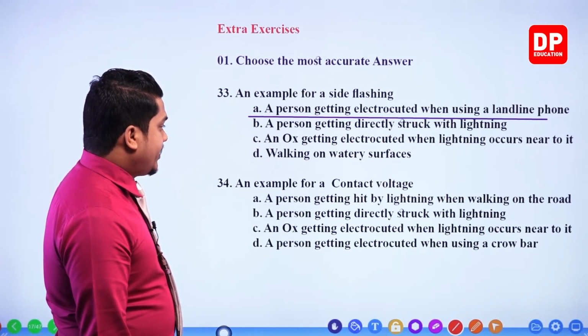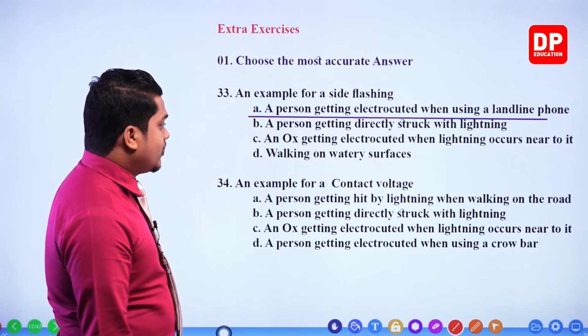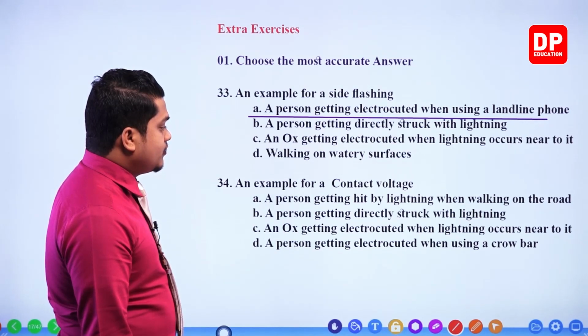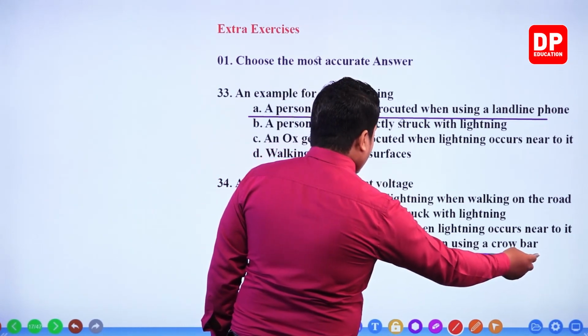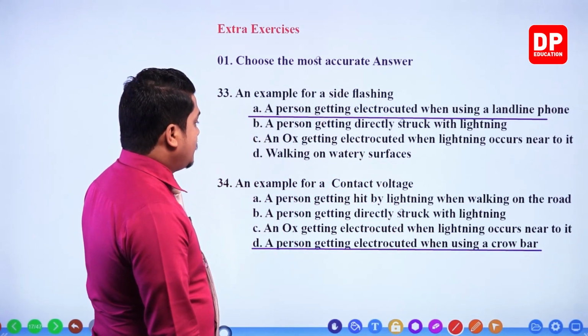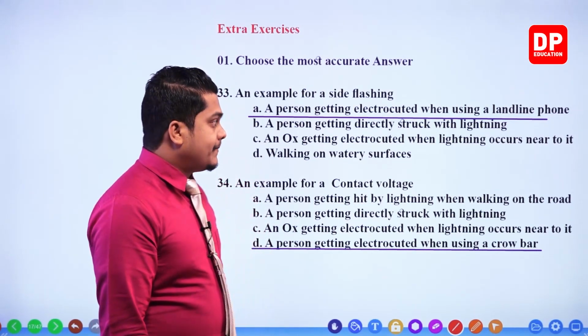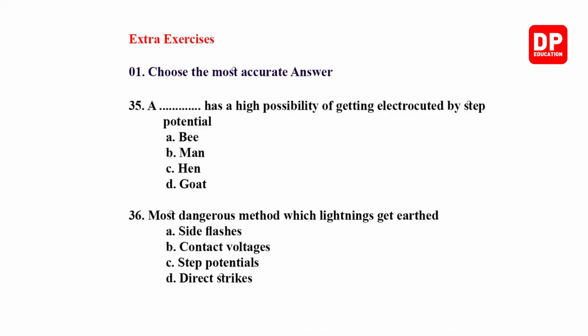Example for a contact voltage. Person getting hit by lightning when walking on the road. Person getting directly struck with lightning. Ox getting electrocuted when lightning occurs near to it. Person getting electrocuted when using a crowbar. Now this is correct. When using a crowbar, my dear children, we can observe a contact voltage.